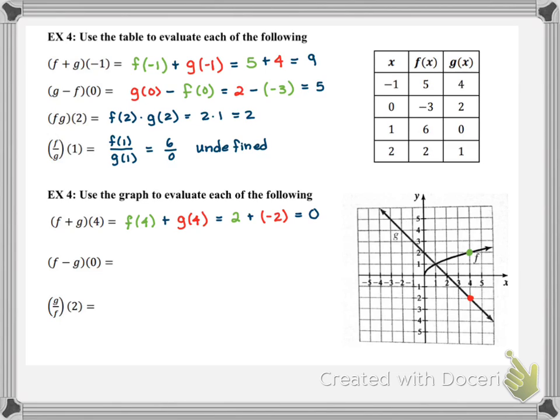Okay, where was I? Blue. What about f minus g of 0? Good. So 0 minus 2, negative 2. And then Anna, what about g over f of 2? I got 0 divided by 1.5, which is equal to 0, yep. Right, 0 divided by anything is 0.